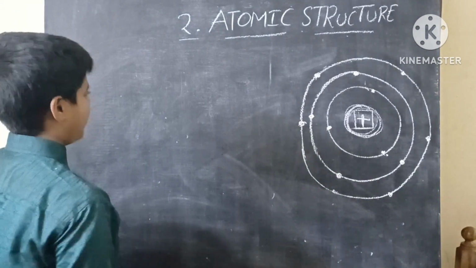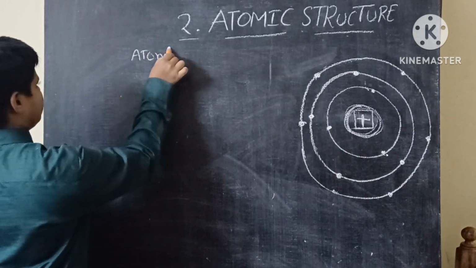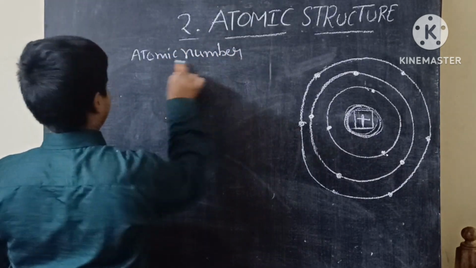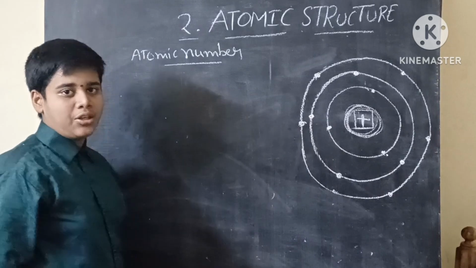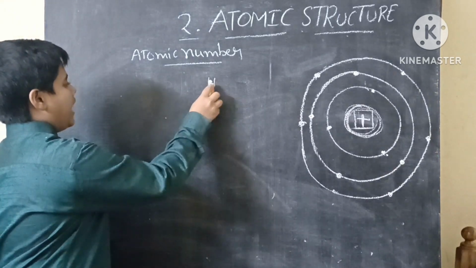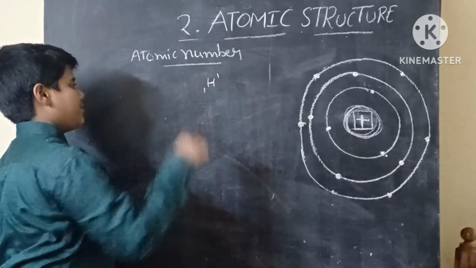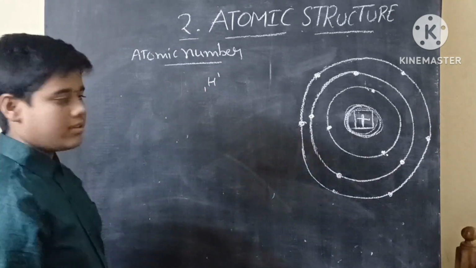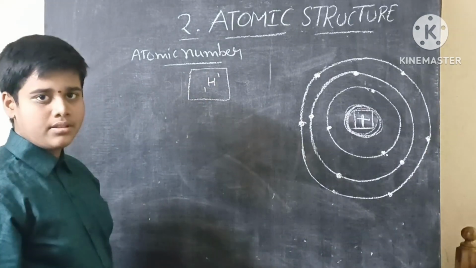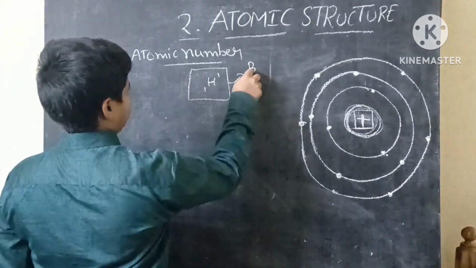So in this, another important point, atomic number. Atomic number means if I take hydrogen, atomic number is 1, first element, and mass number is 1. Okay, so this is an element which is represented like this.